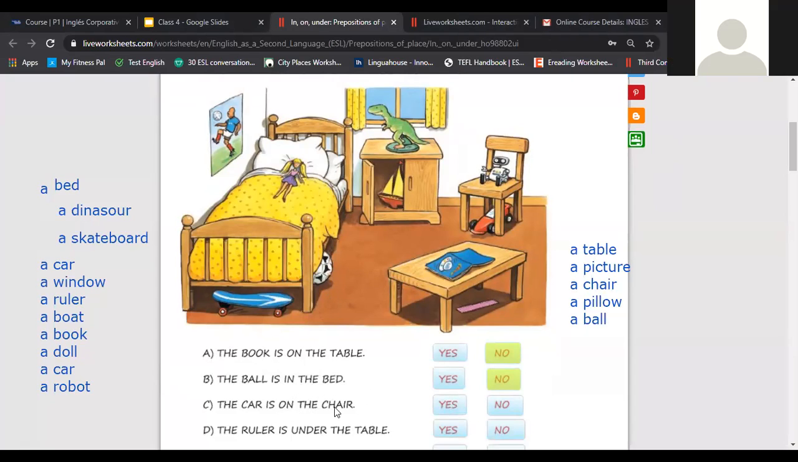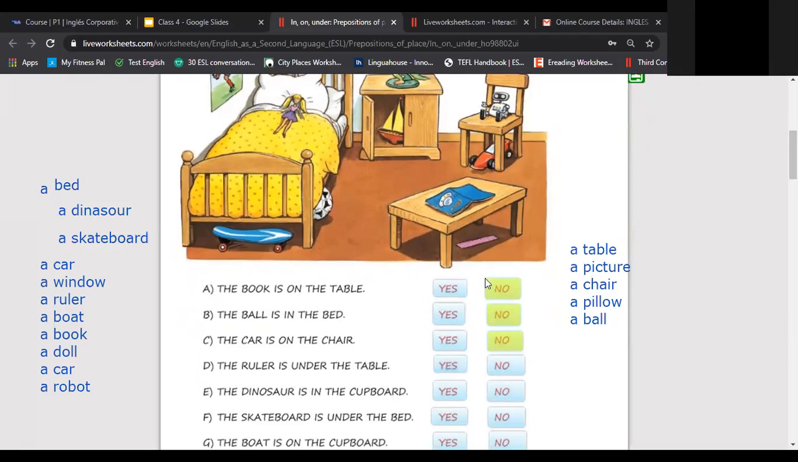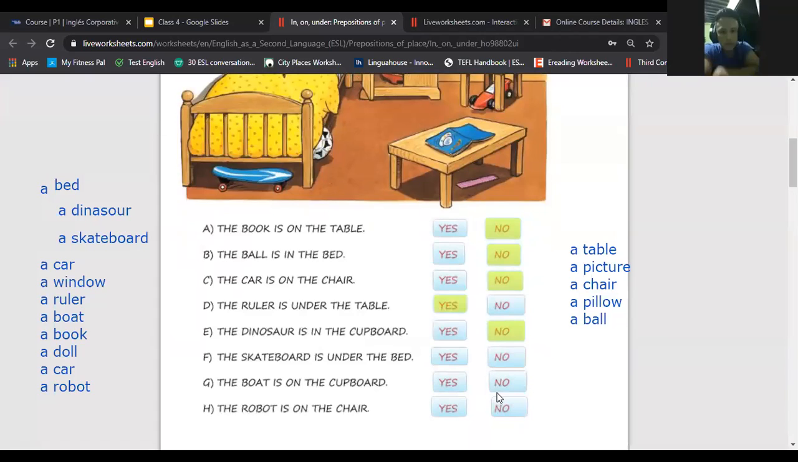Now, the car is on the chair. No. Where is the car? The car is under the chair. Okay. The ruler is under the table. Yes. Okay. The dinosaur is in the cupboard. The cupboard is this piece of furniture. No, it's on the cupboard. On. Very good.